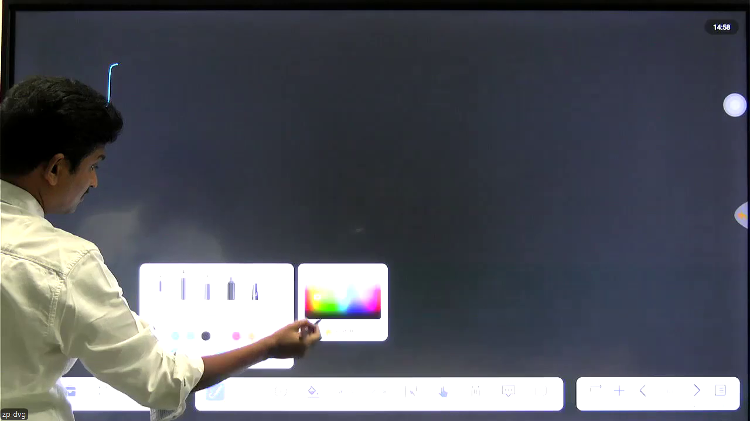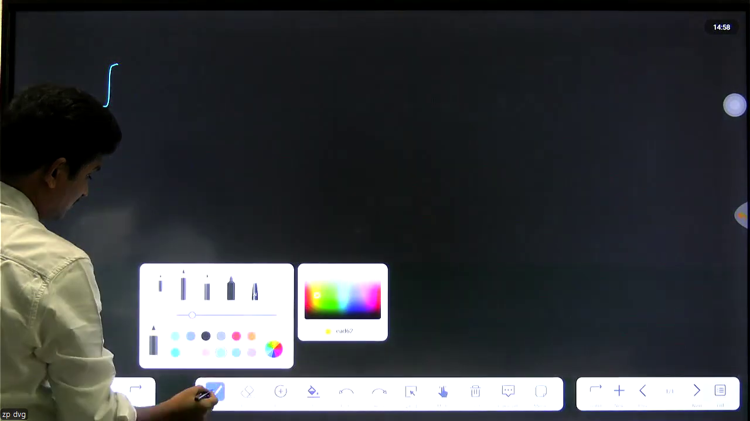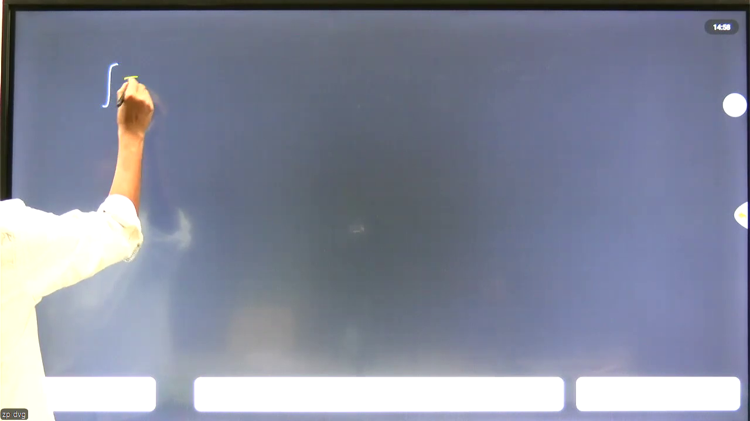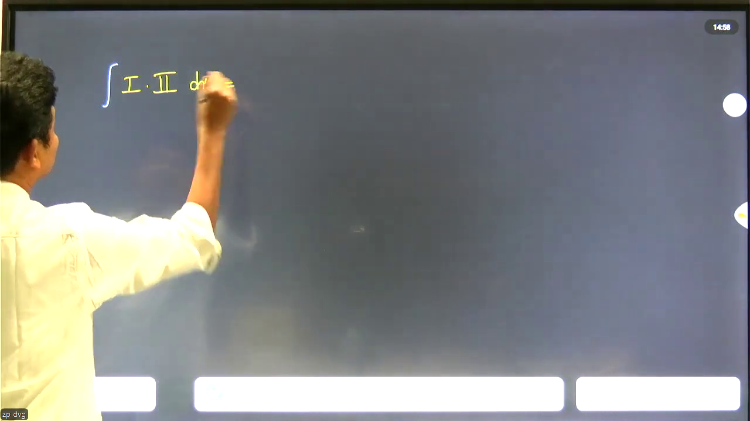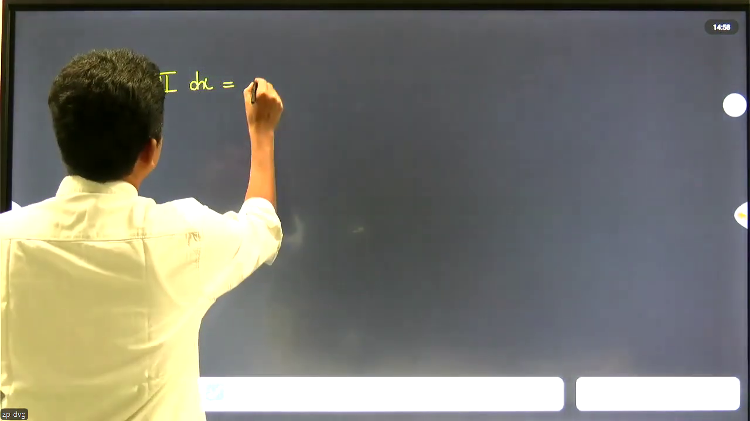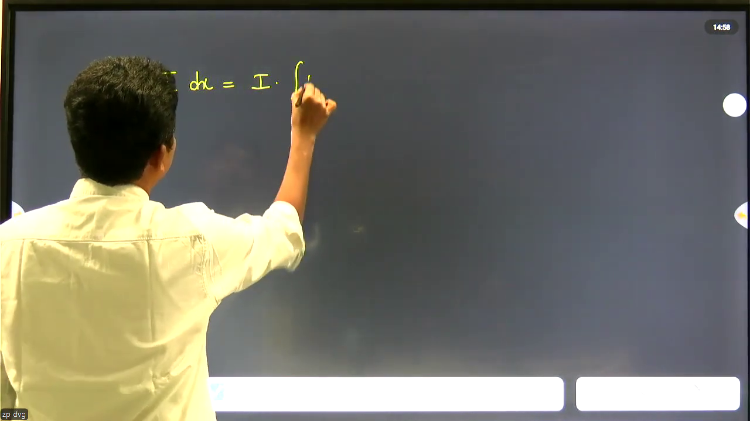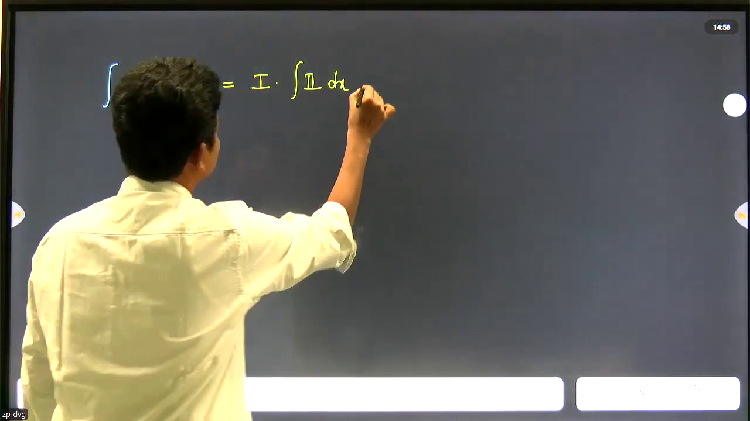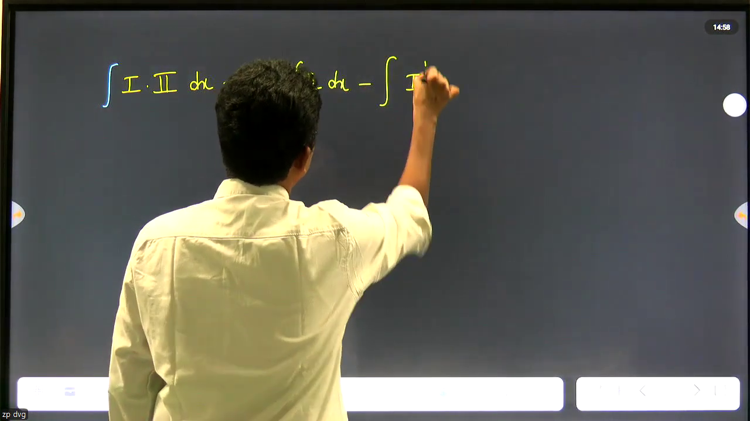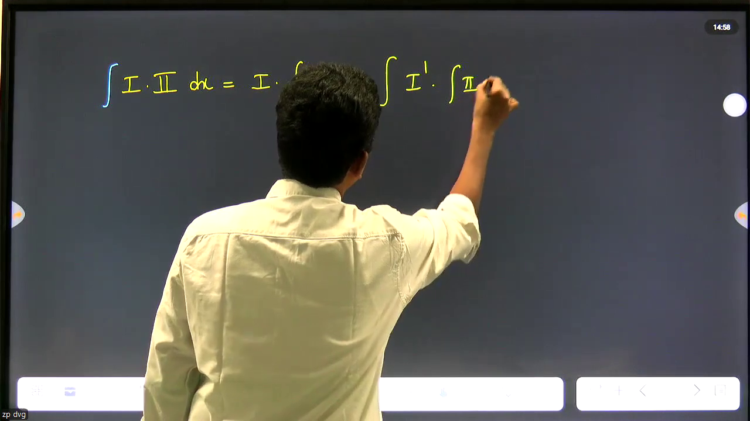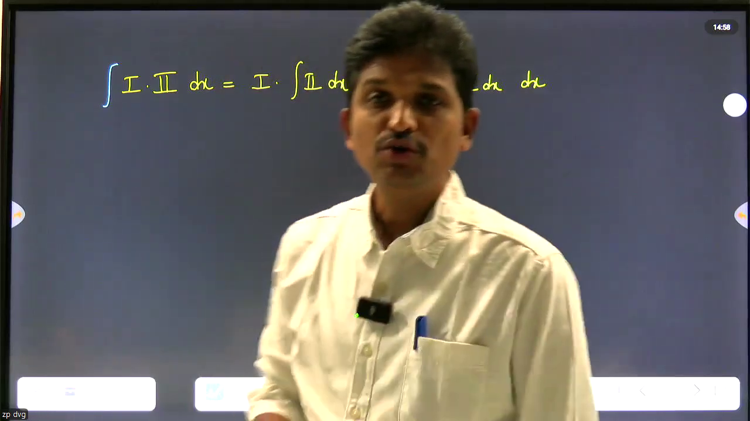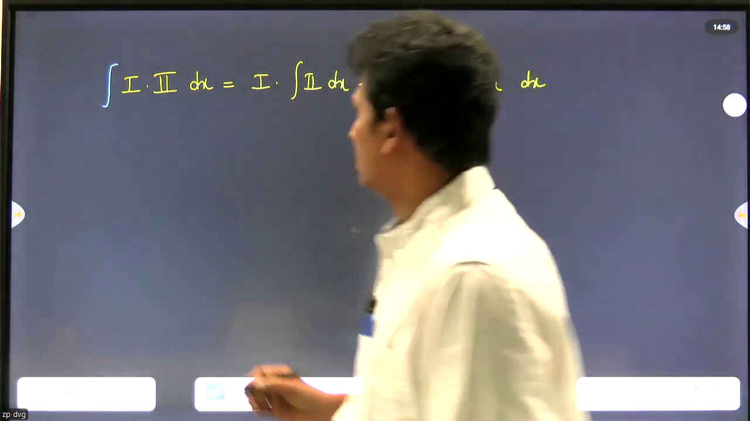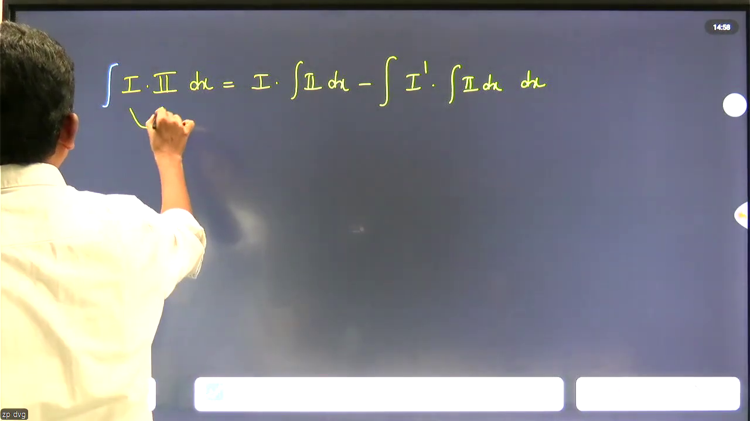Integral of first function into second function dx is first function into integral of second function minus integral of derivative of first function into integral of second function. This is not the actual formula. This is the easiest way to memorize the integration by parts formula. Integration by parts is nothing but the product rule in integration.